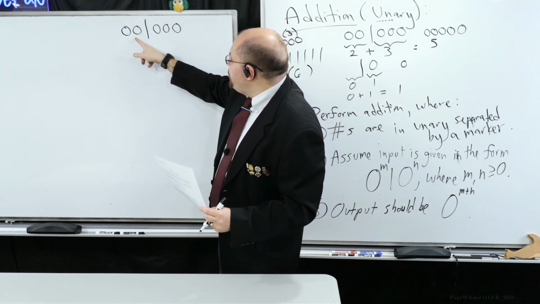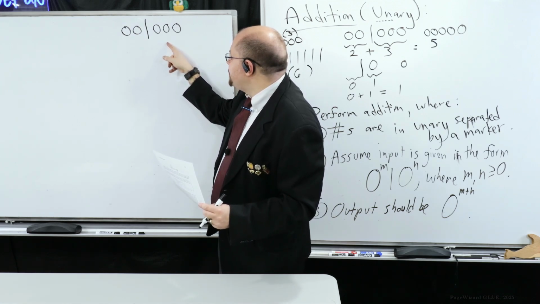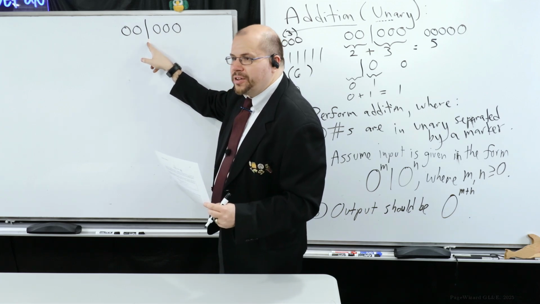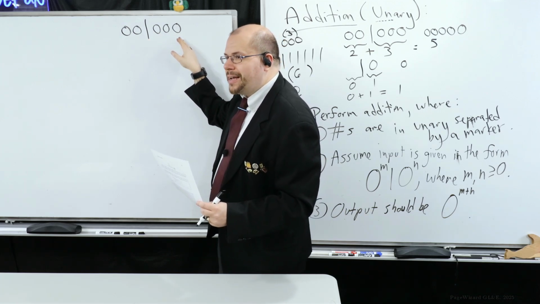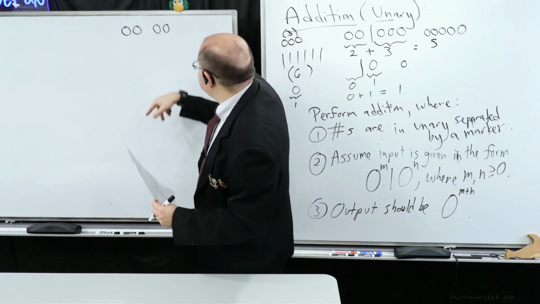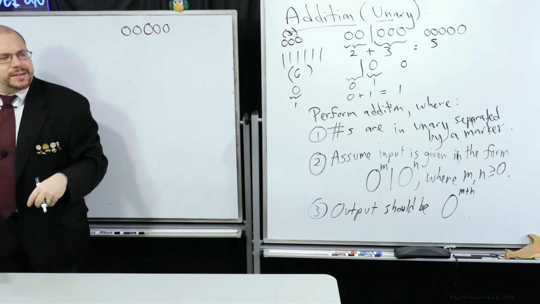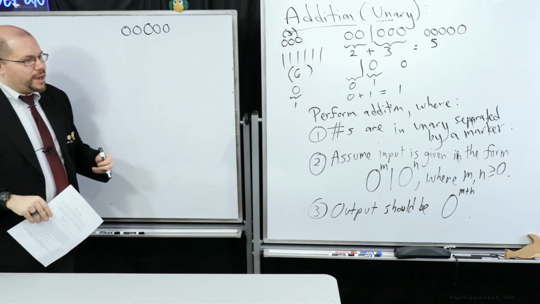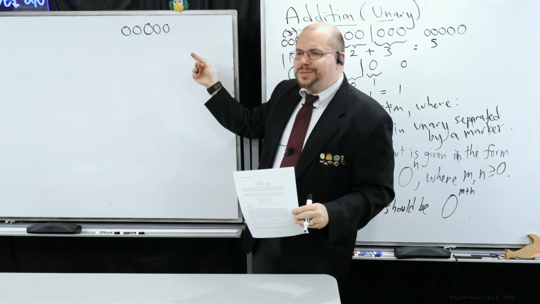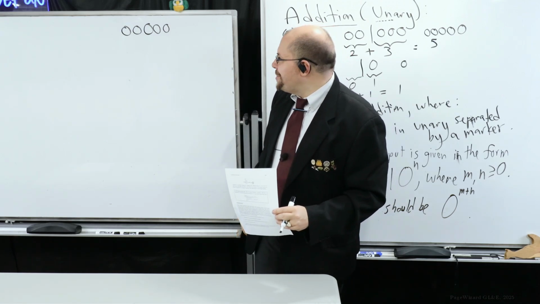So maybe what I should do is see if I can find a 0. Maybe I go over here, and then I move back here and put a 0 here. Maybe I can do this. That's maybe one idea we can try. Does anybody see any problems with that approach? Anything interesting about that approach?